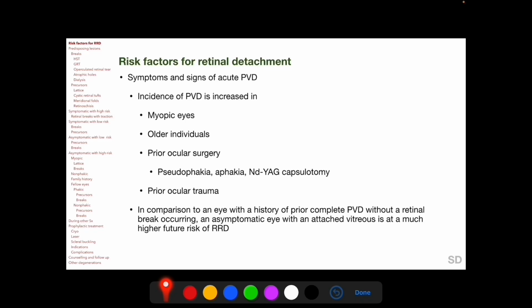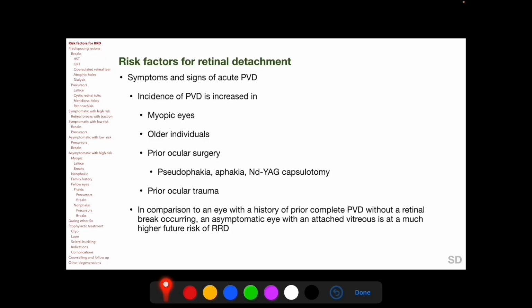The risk factors for retinal detachment include symptoms and signs of acute PVD, which include photopsias and increased floaters, and the incidence of PVD is increased in myopic eyes, in older individuals, following ocular surgery such as pseudophakia, aphakia, and Nd:YAG capsulotomy, and following ocular trauma. We'll be discussing traumatic retinal breaks and traumatic retinal detachments in a separate session.